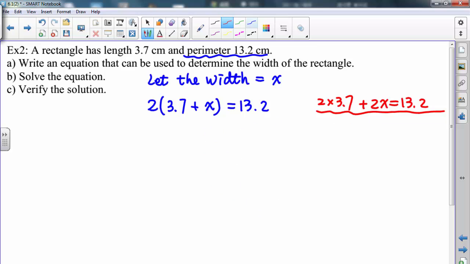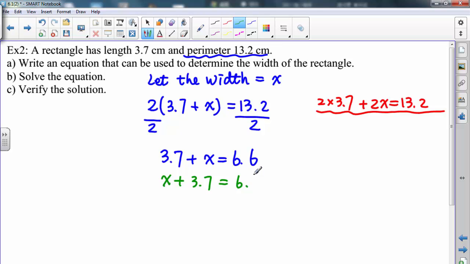So if I want to solve the blue one, I would divide both sides by 2 first. Of course, you also can use the distributive property to remove the brackets first, then use the inverse operations to find the x value. So for me, I want to still follow the first method. 2 divided by 2 is 1, so it's only 3.7 plus x equals 13.2 divided by 2, which is 6.6. 3.7 plus x is the same as x plus 3.7 equals 6.6.